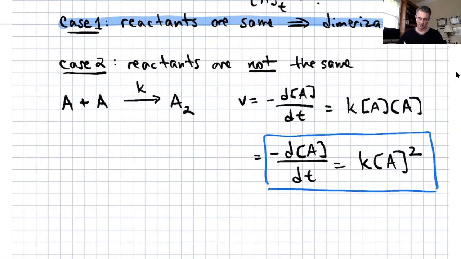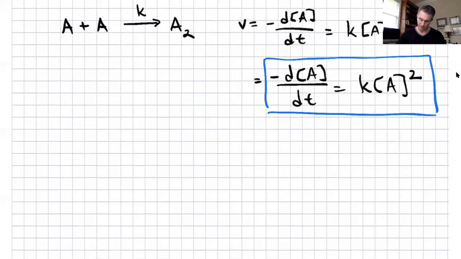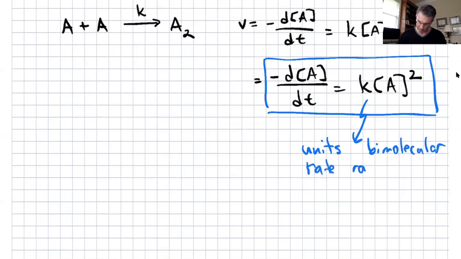Now, that's the rate equation we need to figure out how to solve. Before we get there, let's consider a couple of things. First, think about the units for this so-called bimolecular reaction, or the bimolecular rate constant.